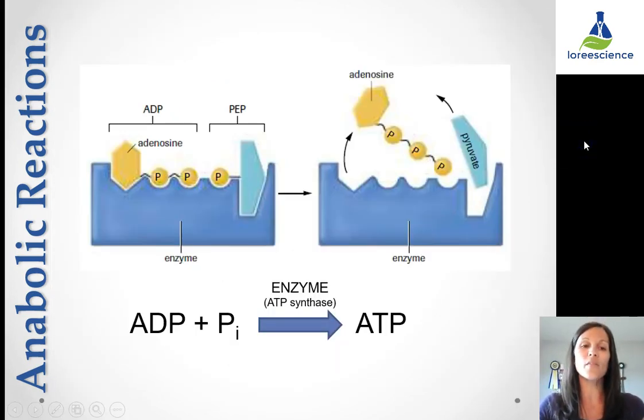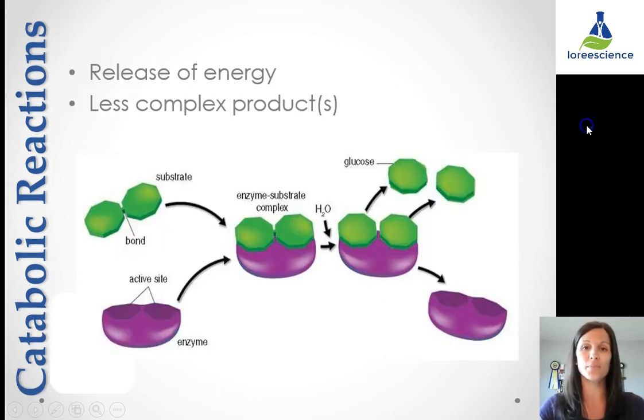A common example of an anabolic reaction using an enzyme is the creation of ATP from ADP. Notice we have adenosine diphosphate or ADP binding to the enzyme here. We have the inorganic free phosphate binding to the enzyme as well at the active site. The enzyme then allows those phosphates to create a new bond, releasing the products. Noticing when we write the reaction, we write the enzyme, in this case ATP synthase, over top of the arrow because it is not consumed or used up as part of the reaction.